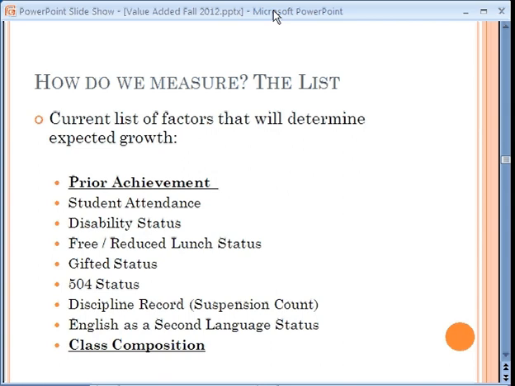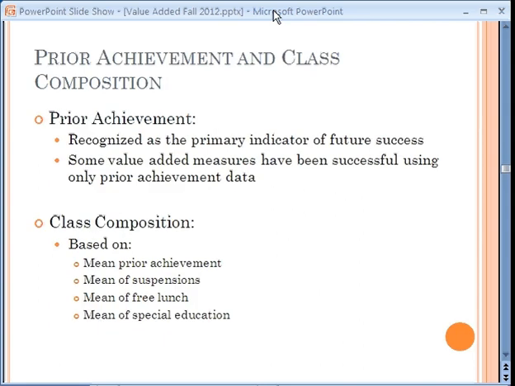Now, if you notice, I've underlined two factors because I find these the most interesting and I'd like to talk about them further. Specifically, let's look at prior achievement and class composition. Prior achievement is recognized as the primary indicator of future success. Previous state models of value added, such as the one in Tennessee and New York, relied almost solely on prior achievement data, and still it's the vast majority of the predictors for future growth. Of course, Louisiana is different because we expanded past just prior achievement and we have other additional factors.